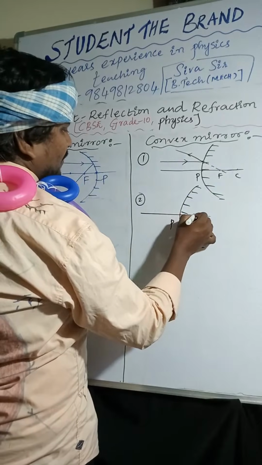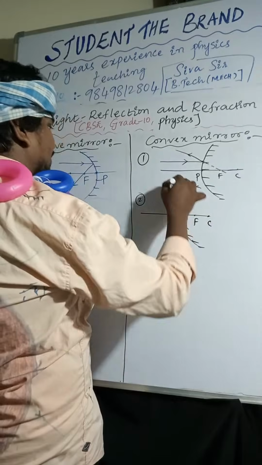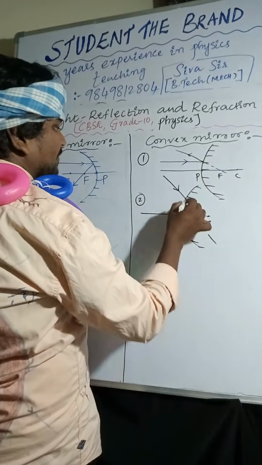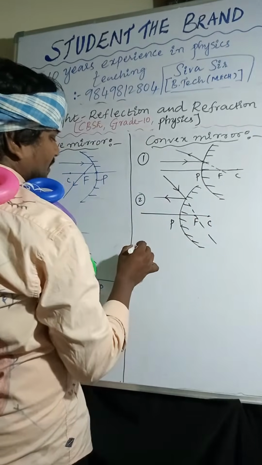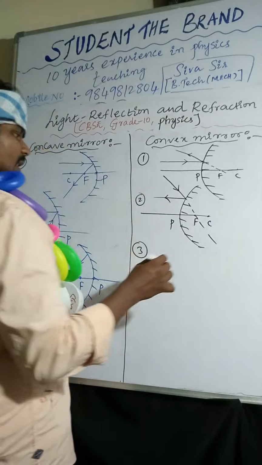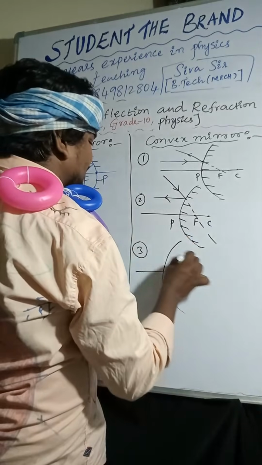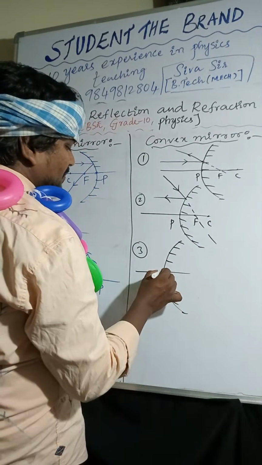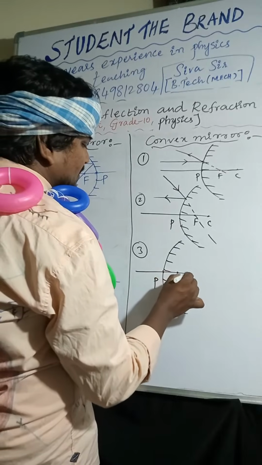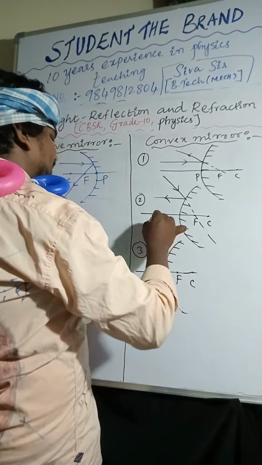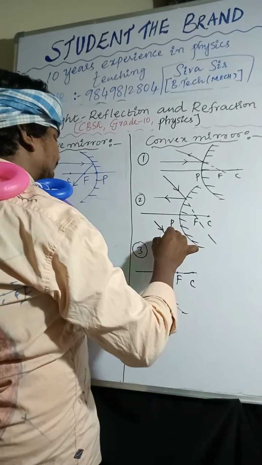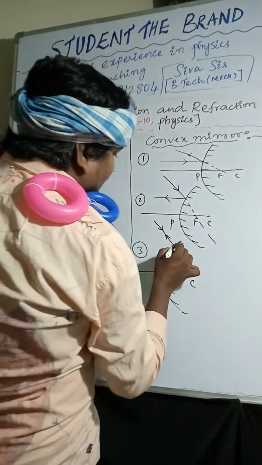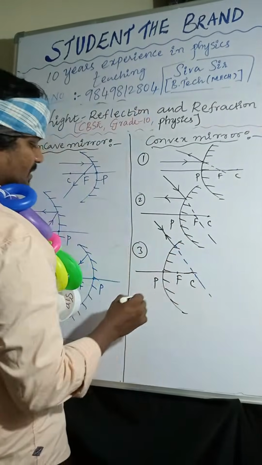Pole, focus, center of curvature. Light ray passing through the focus, after reflection moves towards infinity. Third one, light ray passing through the center of curvature. Pole, focus, center of curvature. Light ray passing through the center of curvature reflects back in the same path, or retraces its original path.